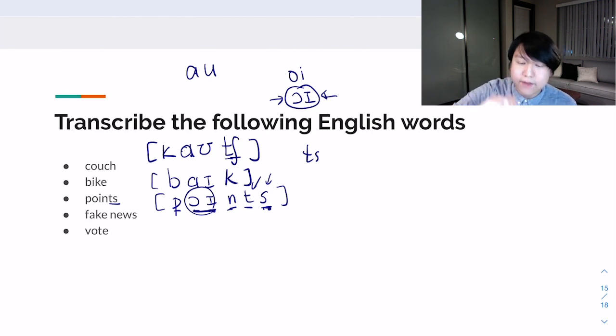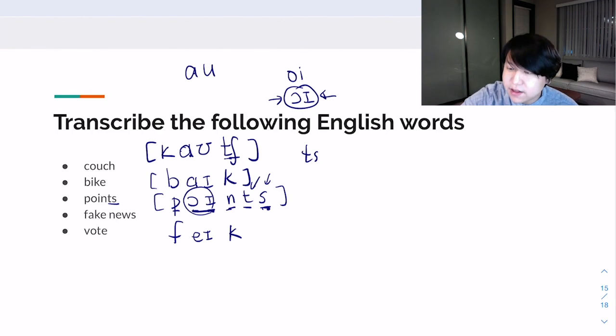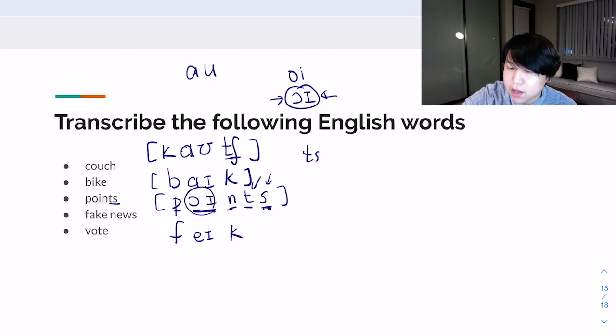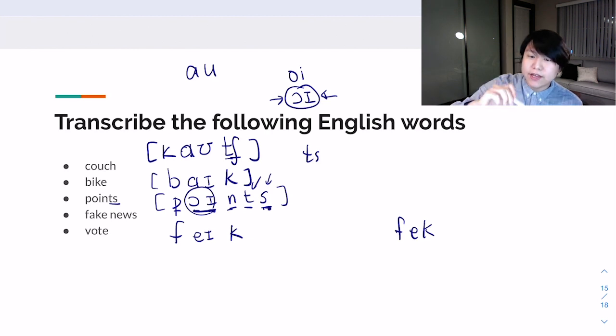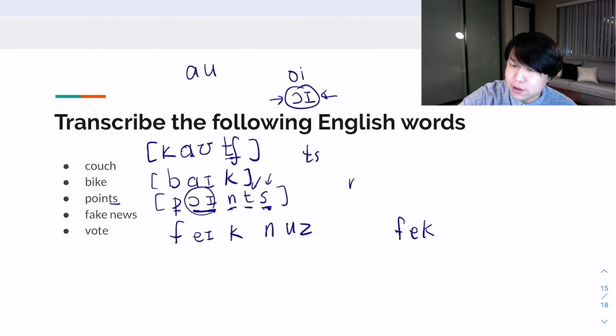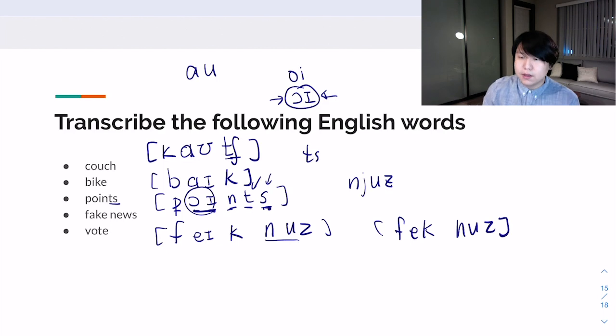Fake news. Fake is F, A, K. But in Californian or many other dialects, this will be realized as a monophthong. So that's the difference. And news is N, U, Z. In some dialects, you say news differently, but here we're going to stick with news. Fake news, that'd be the correct answer.